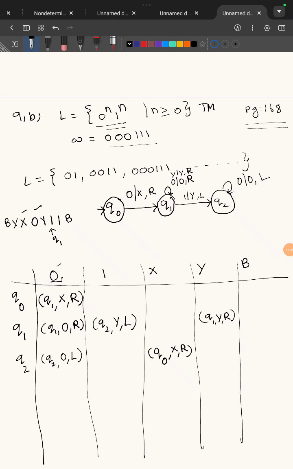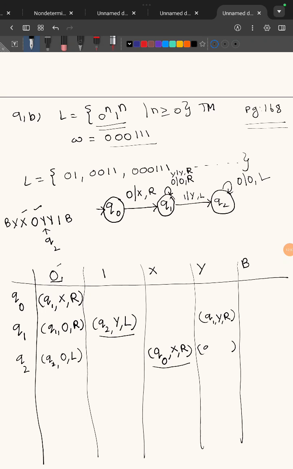Now what we will do? Q1, it is 1, so we will be following this rule. So we will convert the 1 to Y and the pointer will start moving towards which direction? Left direction. Okay, so here it will go to Q2. Q2Y. So far we have not written any rule over here. So my objective in Q2 is to find the X such that I can restart from the initial state.